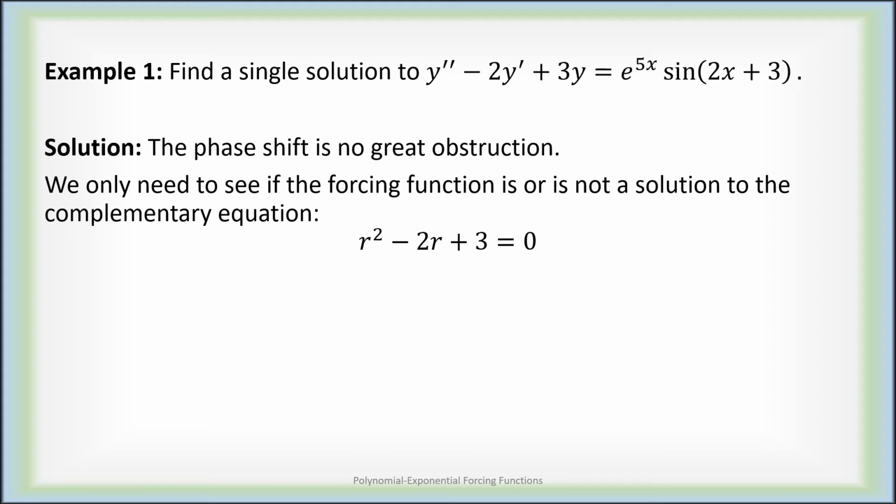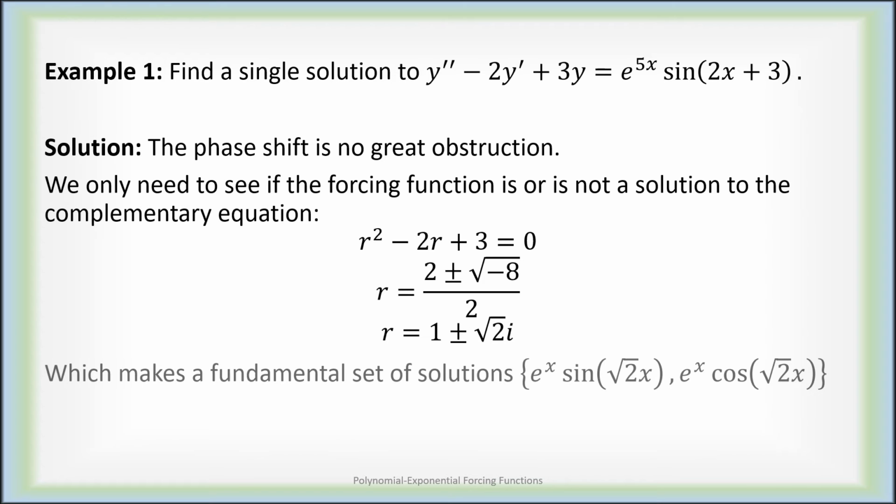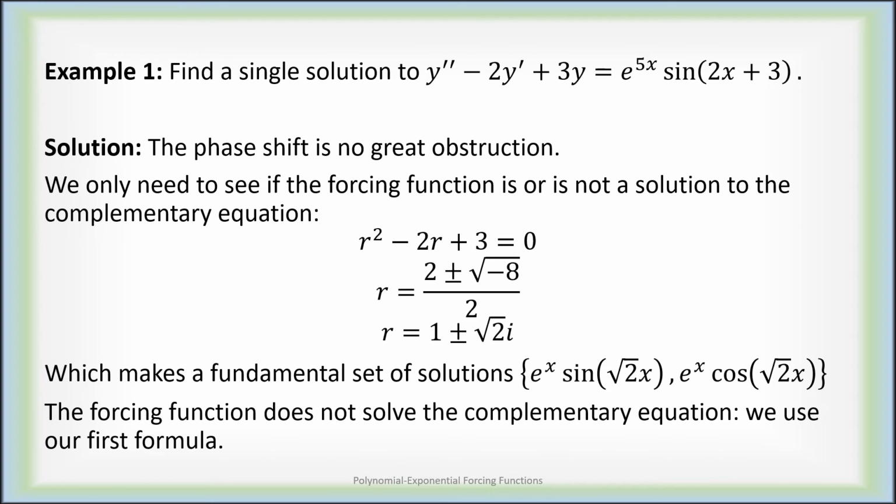Now, the complementary polynomial is r squared minus 2r plus 3. The quadratic formula gives us that r must be 2 plus or minus the square root of negative 8 over 2. In other words, the roots of the complementary polynomial are 1 plus or minus root 2 times i. So a fundamental set of solutions is given by e to the x times the sine or the cosine of root 2 times x. So our forcing function is just not a solution to the complementary equation, so we can use our first formula.